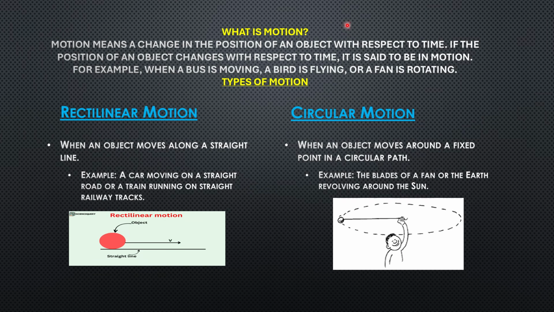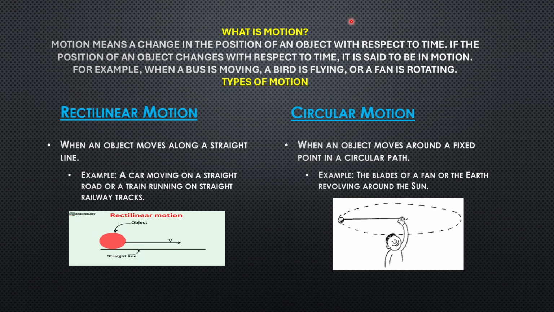Now let us study what is motion. Motion means a change in the position of an object with respect to time. If the position of an object changes with respect to time, it is said to be in motion. For example, when a bus is moving, a bird is flying or a fan is rotating.